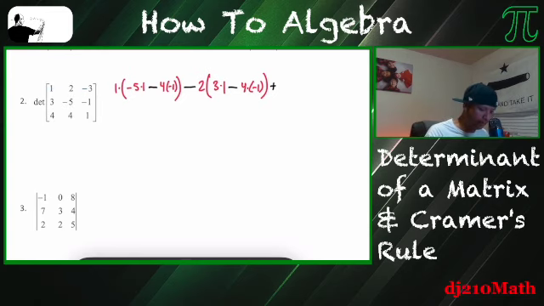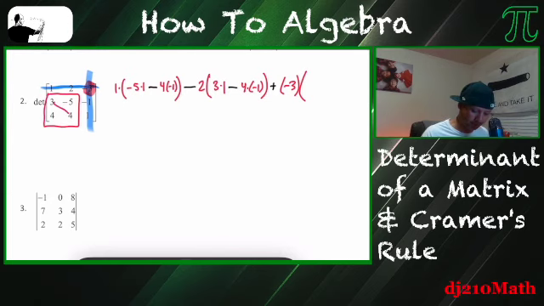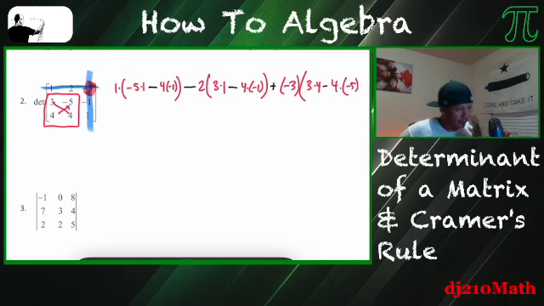in your mind, block out the top and the last column. So the last number, -3, is going to get multiplied by the determinant of this resulting 2 by 2. So we have 3 times 4 minus 4 times -5. Okay, there it is.